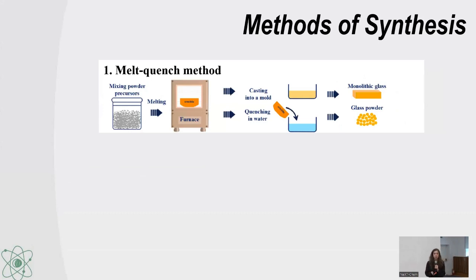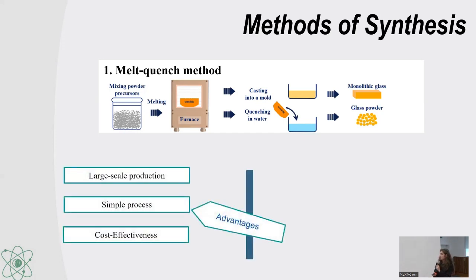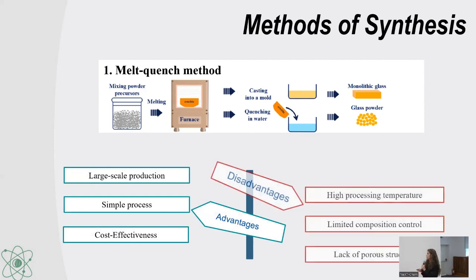We have 2 methods of synthesis. The first one, melt quench method, where our precursors are mixed and heated to a high temperature to obtain a melt material. This material is then poured into a mold or in a liquid medium in order to obtain monolithic glass or glass powder. It is a simple process, it is cost effective, and we can obtain this product on a large scale. As disadvantages, we can mention the high processing temperature and limited composition control.